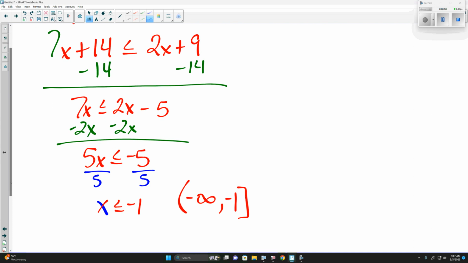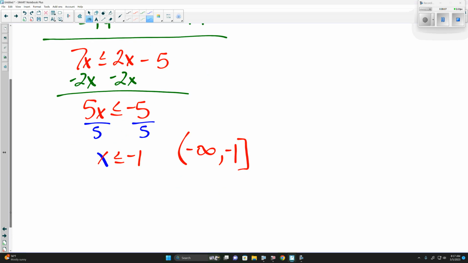So are we saying x is bigger or less than negative 1? Which way are we going, to the left or to the right? We're going to the left to negative 1, yes? It's just that sometimes if you need to, we could graph it on a number line. We're going to the left? Okay. Negative infinity.